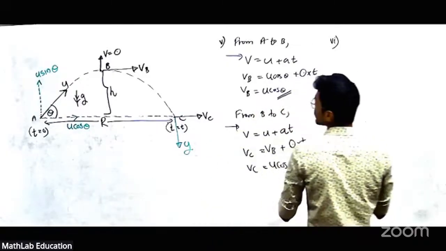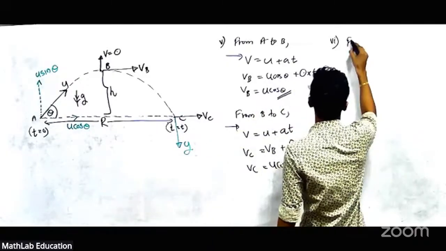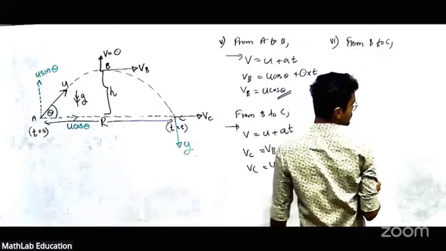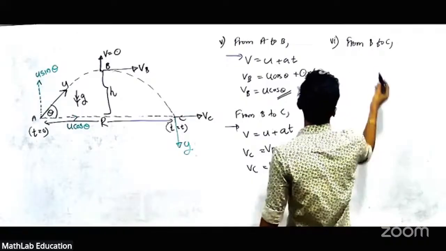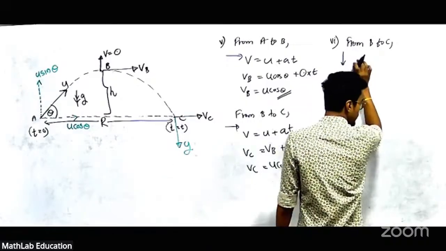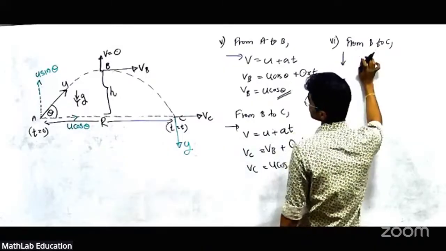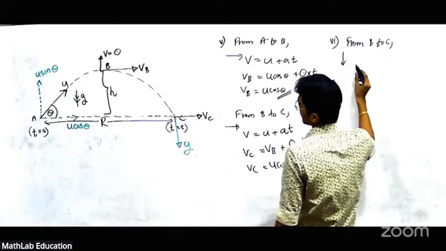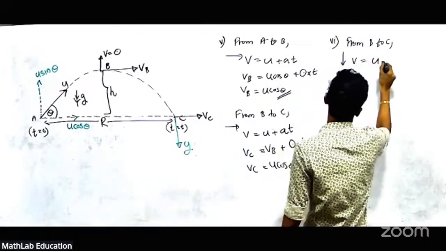What can you do? Apply an equation from B to C. There are different methods. I'm using from B to C. There are multiple methods. As long as your application is a proper, correct application, you will get the same answer. From B to C, vertical downwards, what can I use? V equals U plus at.